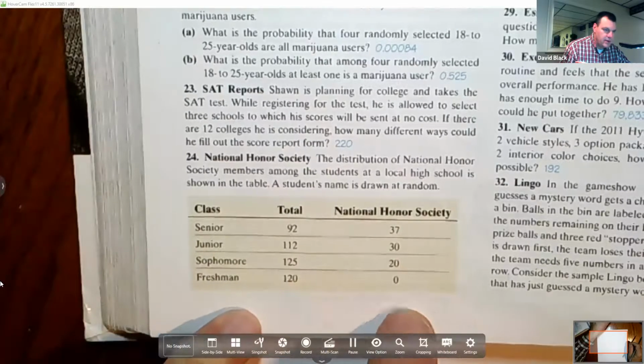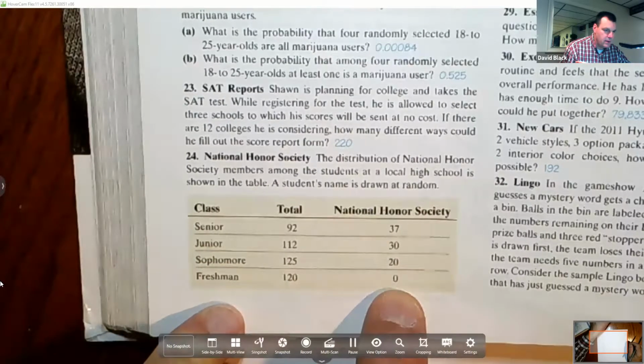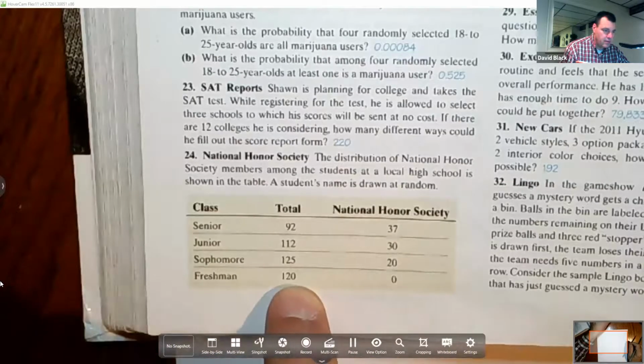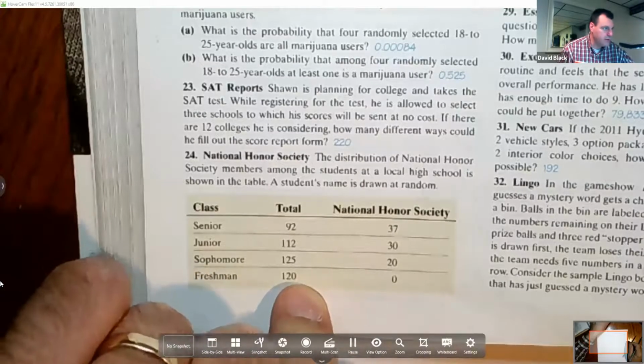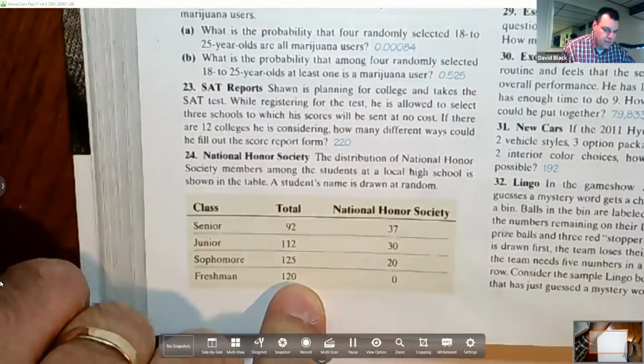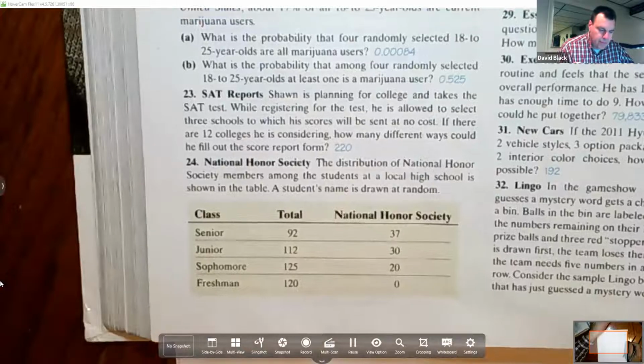Why aren't freshmen NHS members? Well, I was the NHS sponsor back in the day at Scott City High School, and you had to earn a bunch of points before you could even be considered. Is that the way it was at your high school for like Beta Club or NHS or whatever? So you couldn't get in until you were a sophomore anyway.